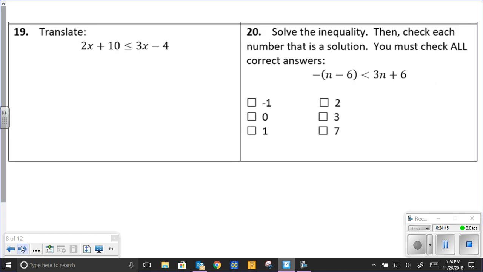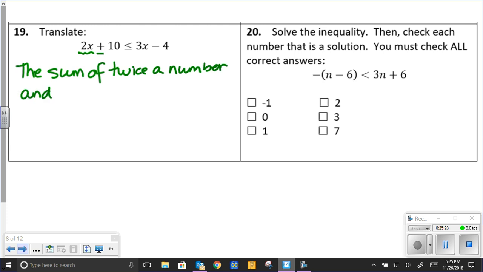All right, translate. Again, we're just translating. So the answers are going to vary slightly. We're saying 2x plus 10 is less than or equal to 3x minus 4. I could literally write it just like that, the way I just said it. However, we want to think about more than that. So where I'm going to think about this word here means sum. So I might say the sum of, and then I got to think of what I'm doing here. The sum of this here is twice the number. But it's the sum of this and 10. So the sum of twice the number and 10.